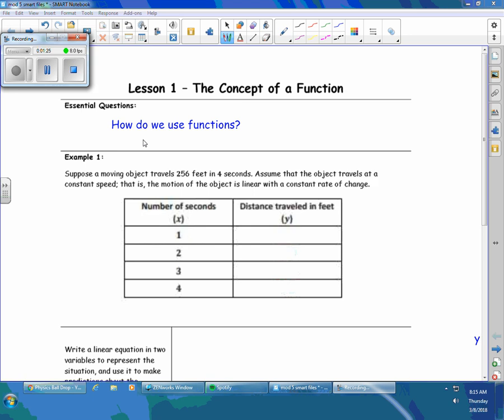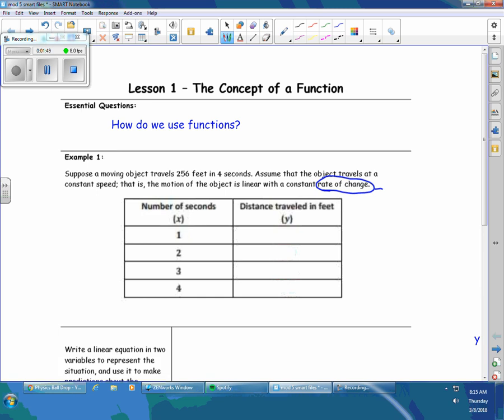So example 1: suppose a moving object travels 256 feet in 4 seconds. Assume that the object travels at a constant speed. That is, the motion of the object is linear with a constant rate of change. Now, these words should be familiar to you. Constant rate of change, that's what we dealt with the entire last module.